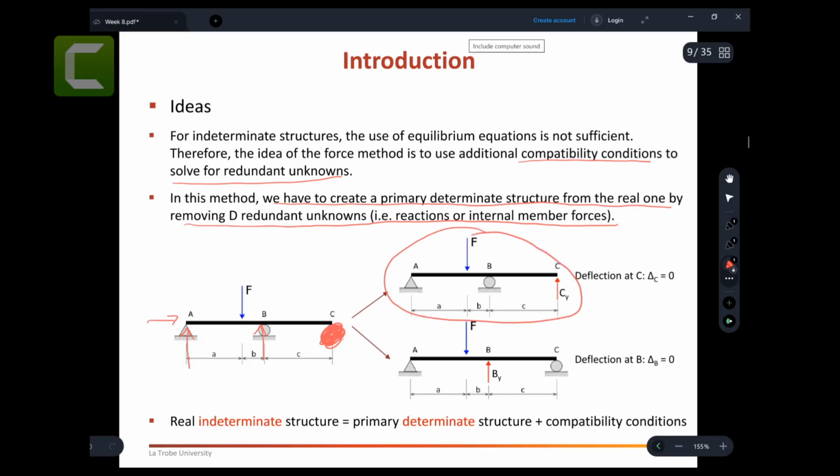How are you going to make the structure determinate? First, you find the degree of indeterminacy. From that degree of indeterminacy, you will know how many reaction forces you can remove from the beam that will help you to make the structure determinate. So this structure is the determinate structure. As you can see, 1, 2, and 3 unknown forces, 3 equilibrium equations, perfectly fine.